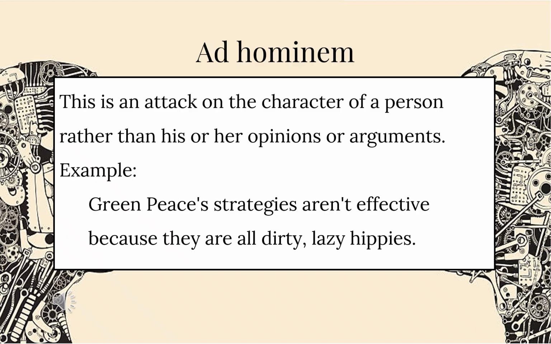Ad hominem. This is an attack on the character of a person rather than his or her opinions or arguments. For example, Greenpeace's strategies aren't effective because they are all dirty, lazy hippies. In this example, the author doesn't even name particular strategies Greenpeace has suggested, much less evaluate those strategies on their merits. Instead, the author attacks the characters of the individuals of the group.